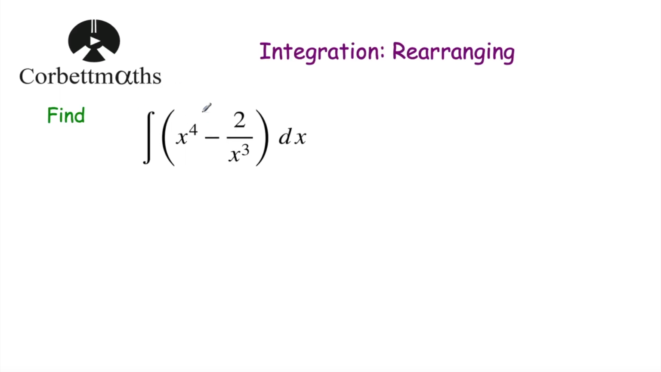Okay, here's another exam style question. We've been asked to integrate x to the power 4 minus 2 over x cubed with respect to x. So again, before we integrate this, we need to rearrange this term here. So I'm going to have the integral of x to the power 4 minus, and we're going to bring this up and give it a negative power, so 2x to the power of negative 3. And then we're going to integrate that with respect to x.